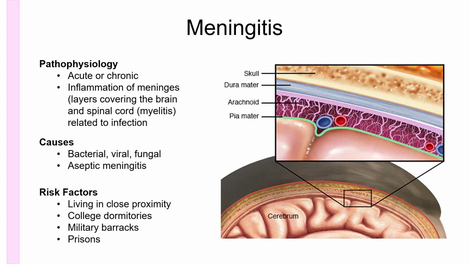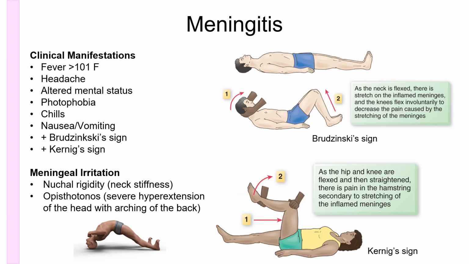From a nursing perspective, understanding the source of infection is key. Bacterial meningitis is a medical emergency, while viral forms are usually self-limiting. So let's talk about risk. Think crowded environments, college dorms, military barracks, and prisons. Close living quarters allow these infectious agents to spread rapidly, which is why vaccination and early identification matter so much in these populations.